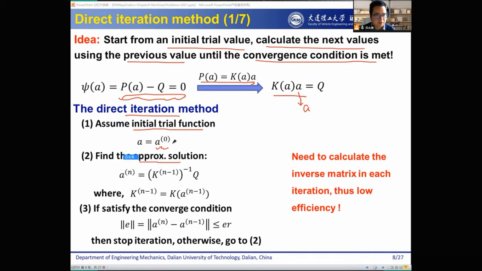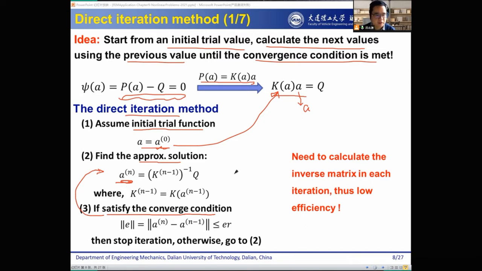So we have this initial value, and then we put it back into the equation, and then we can work out the next value using the previous value. Then we do the iteration, and after every solution we check the convergence condition. If the convergence condition is met, then we stop the iteration. If not, then we continue with the procedure, calculate the next value and iterate again.